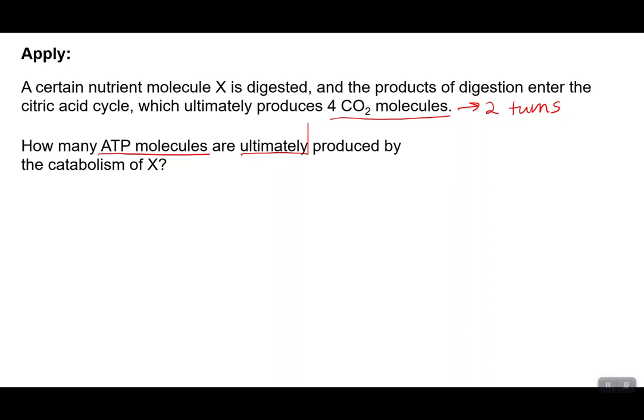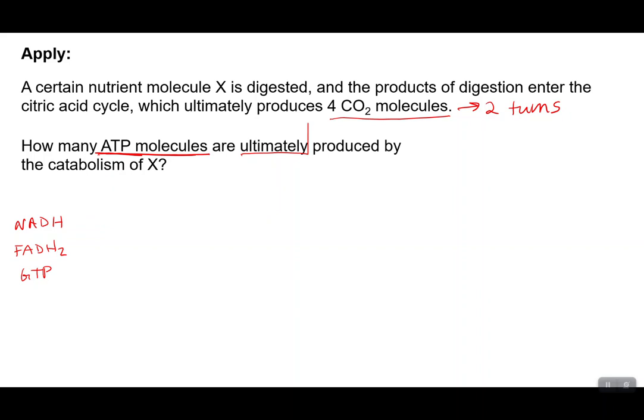So ultimately produced by the catabolism of X. Okay, so here, let's go ahead and start by writing down our molecules of interest. Since we are interested in calculating the amount of ATP molecules, that means we need to consider NADH, FADH2, and GTP, which is made in the citric acid cycle. Carbon dioxide is also made in the citric acid cycle, but the carbon dioxide will not produce any ATP, so we're not going to consider that here.